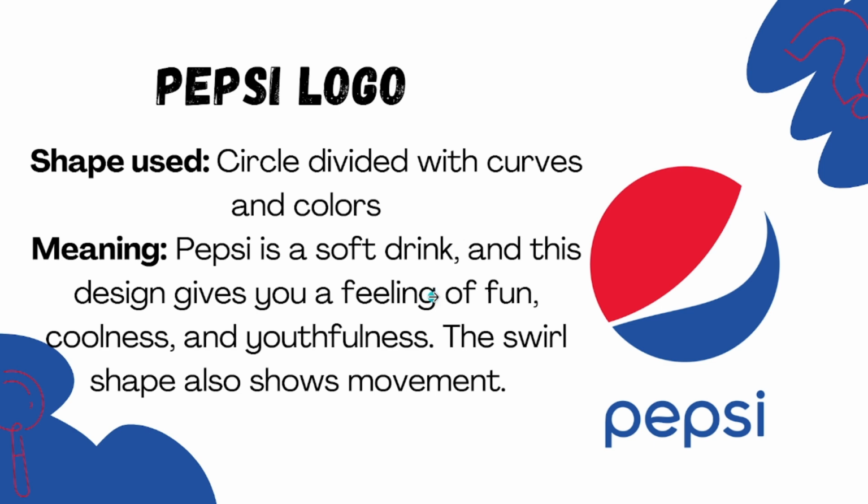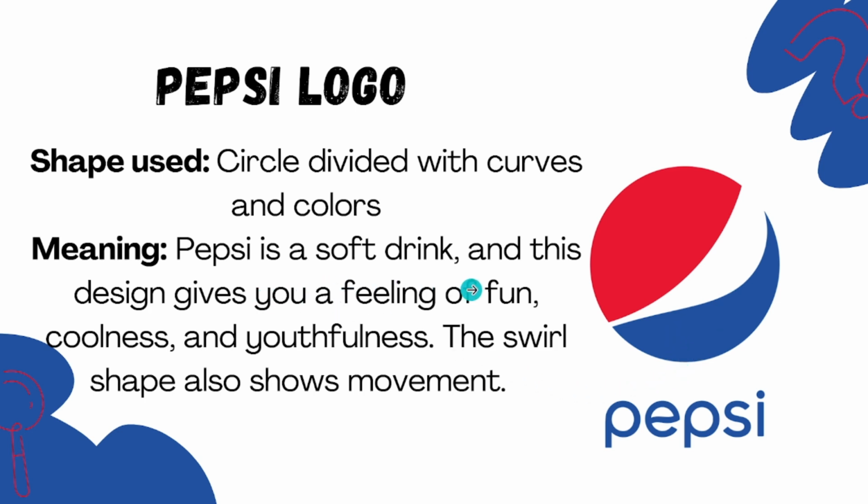The next logo we have here is the Pepsi logo. So for Pepsi, the shape that they use here is a circle divided into curves, and colors. Basically, this is just a circle shape, and then they divided it and made it curve.